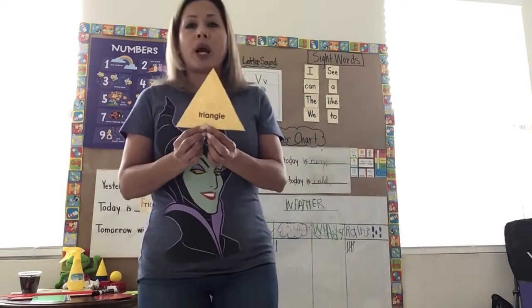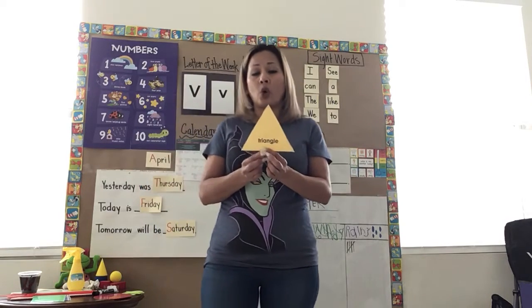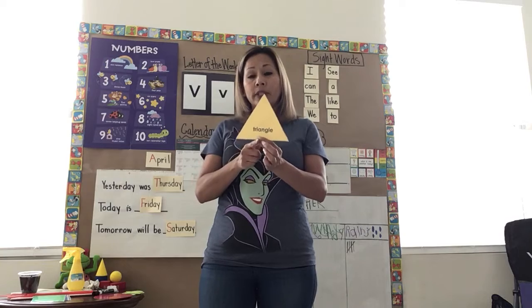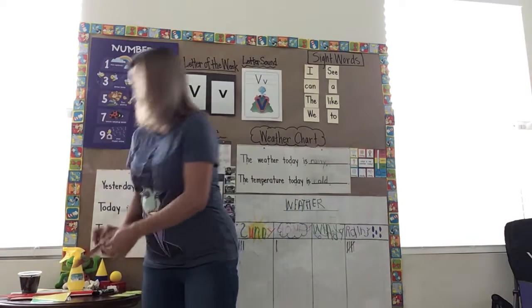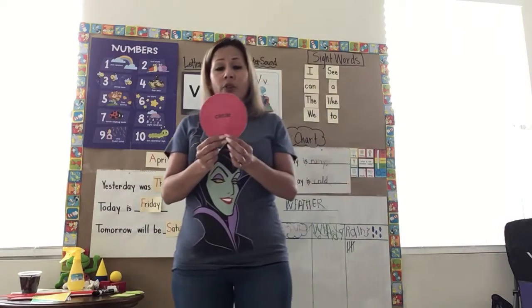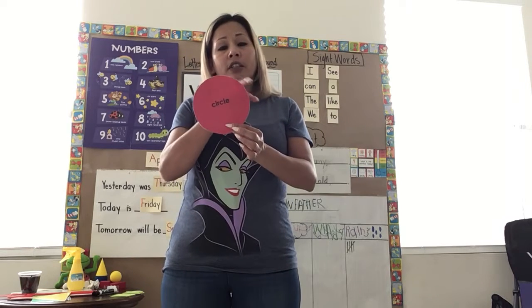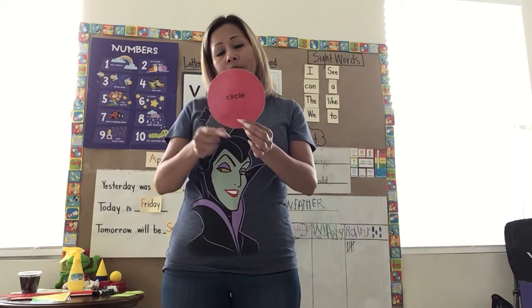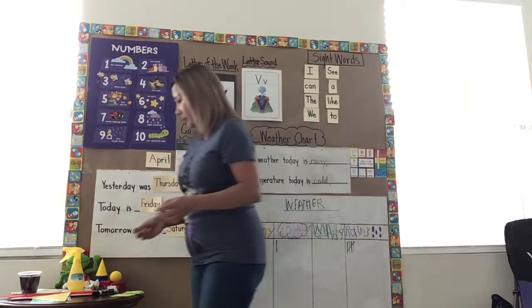And here's our triangle. The triangle has 3 sides and 3 corners. 1, 2, 3. And then the circle. We learned about the circle. Circle just goes round. There's no corners or sides to it. And we can say it's one big curved line because it keeps going around and around. So that's a circle. No sides, no corners.